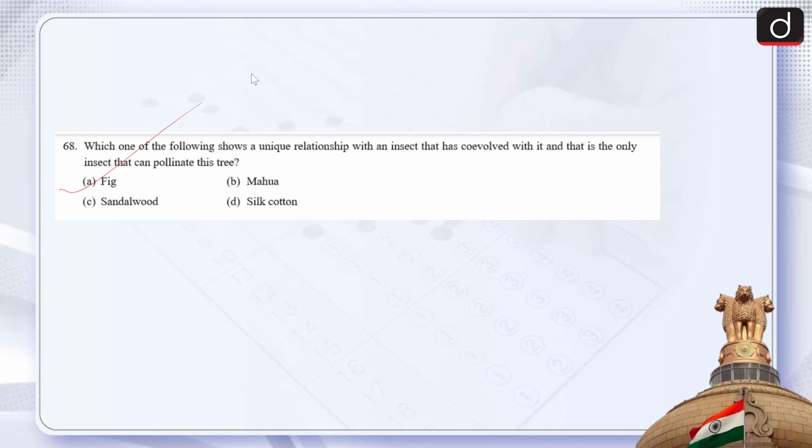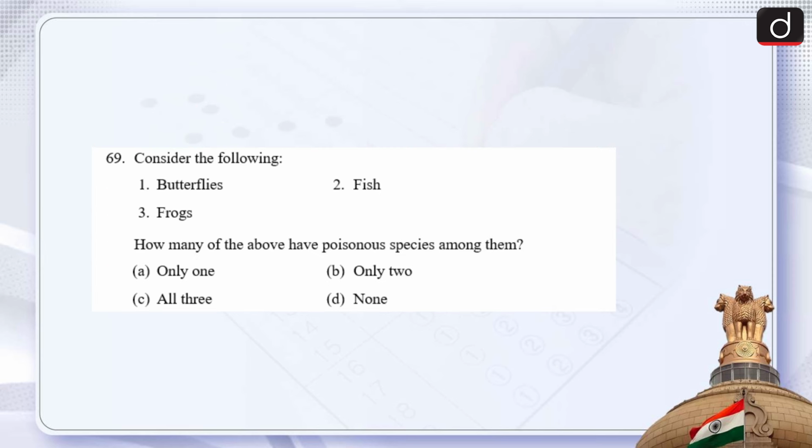The body shapes and sizes of the wasp correspond exactly to those of the fig fruits, and each species of fig produces a unique perfume to attract its specific wasp pollinator. So this is the explanation of question number 68. Now we come to another one.